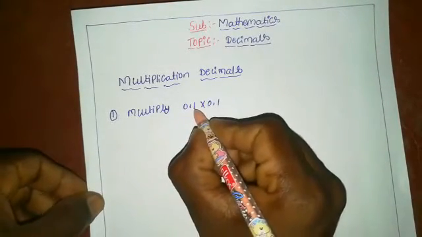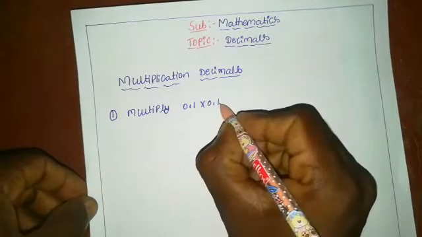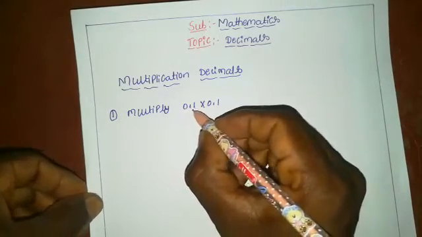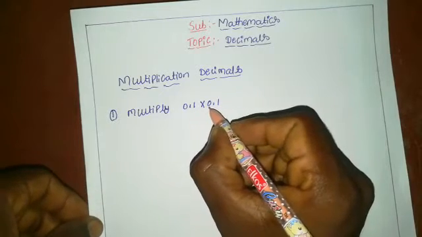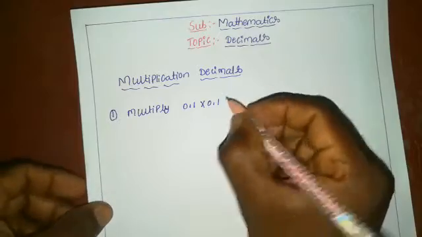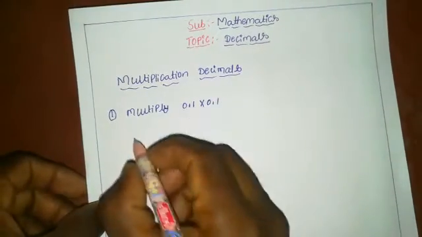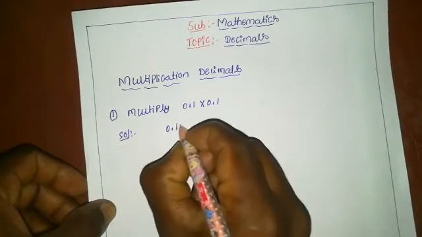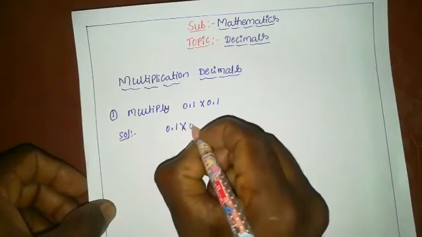0.1 is a decimal number and 0.1 is also a decimal number. We have to multiply the two decimal numbers. Then how do you multiply the two decimal numbers? Let's say 0.1 into 0.1.